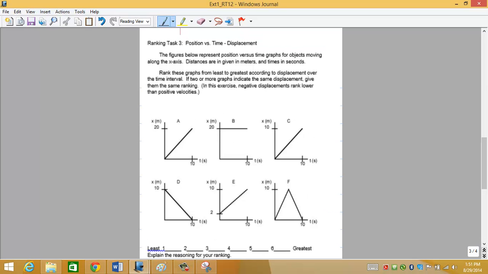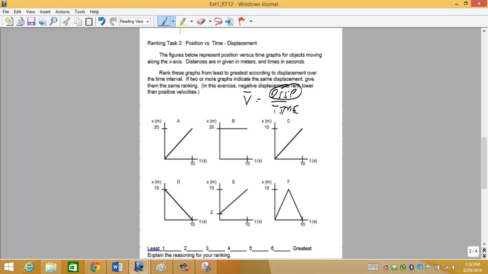Ranking task 3 really is just ranking task number 1 warmed over, because notice they want to know displacement. Remember that average velocity, which is v with a little hat on top of it, is displacement over time. When we worked out ranking task 1, where we found the average velocities, we did find out the displacement. The time was the same in all of them. It was 10 seconds. And therefore, whatever my ranking was from ranking task 1 should be the same as my ranking in ranking task 3.